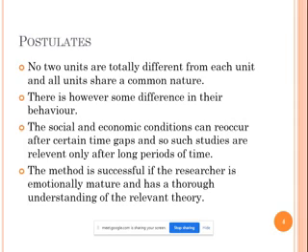And the postulates: no two units are totally alike, yet all units share a common nature. So if we bring two units, two individuals, two organizations, two companies producing similar things, we will find that there is a lot of difference in their governance, even though they are producing the same things. And since they are producing the same things, some things will be common in both the organizations. So even between two individuals, there is something in common and something different. There is, however, some difference in their behavior.